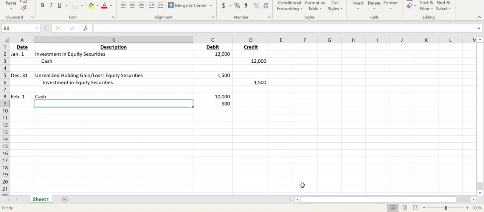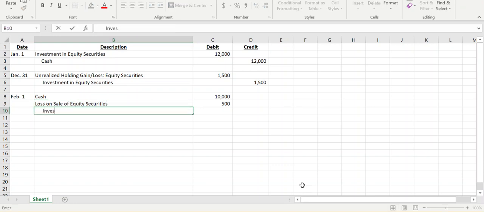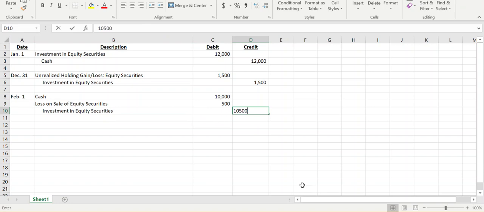That means we are going to have an actual loss on the sale of our equity securities of $500. And then we actually have to remove our investment in equity securities for the total $10,500.